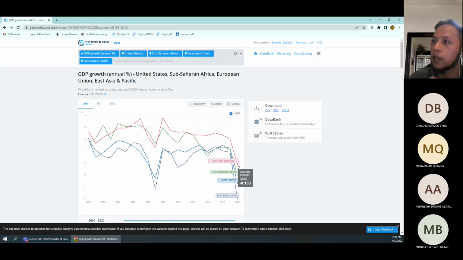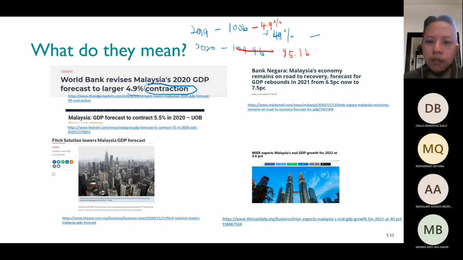But on average, East Asia only contracted by negative 0.1. In Sub-Saharan Africa, negative 2. United States, negative 3. Europe, almost 6% contraction. Okay, so hopefully when you read the news, or if you see any headlines, you can understand what it actually means.